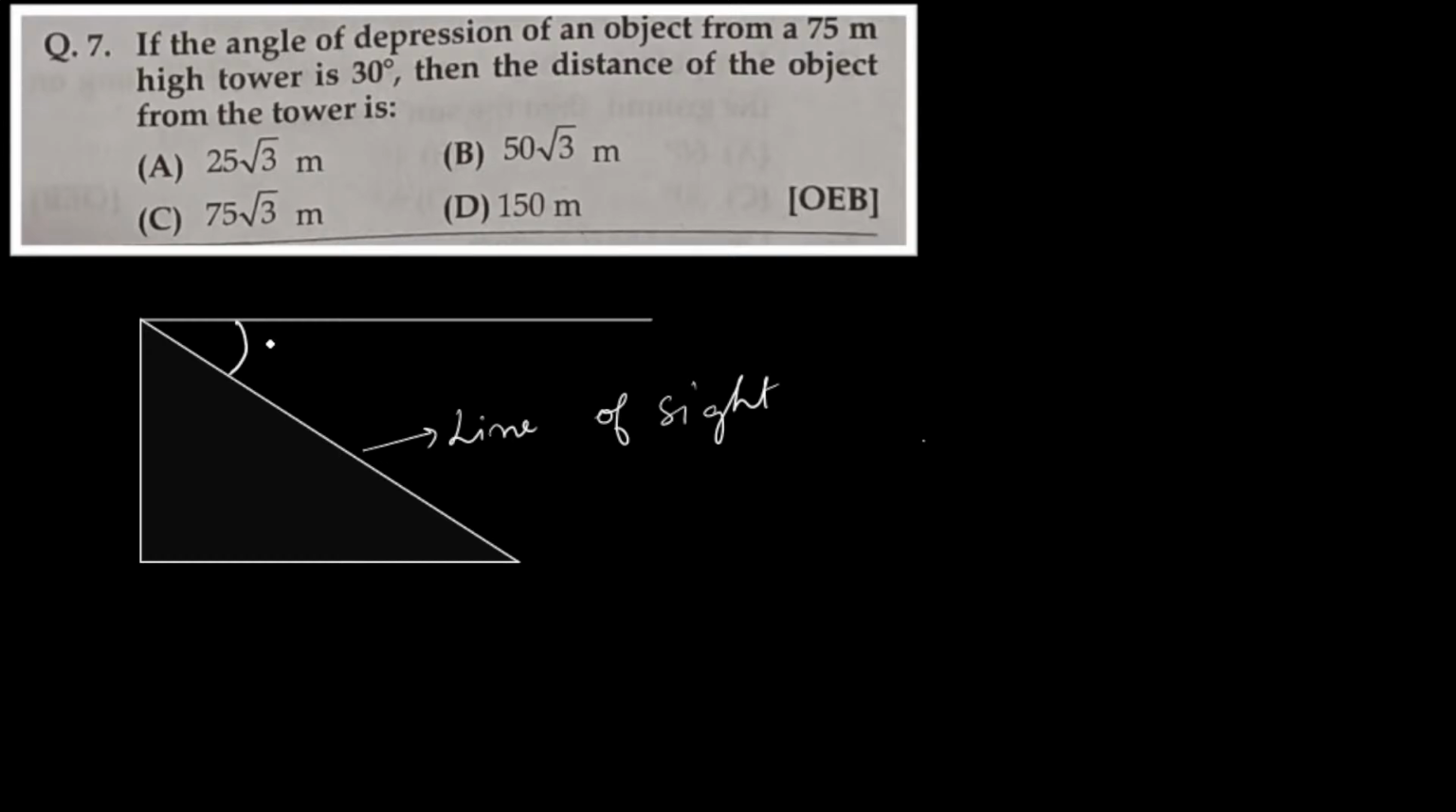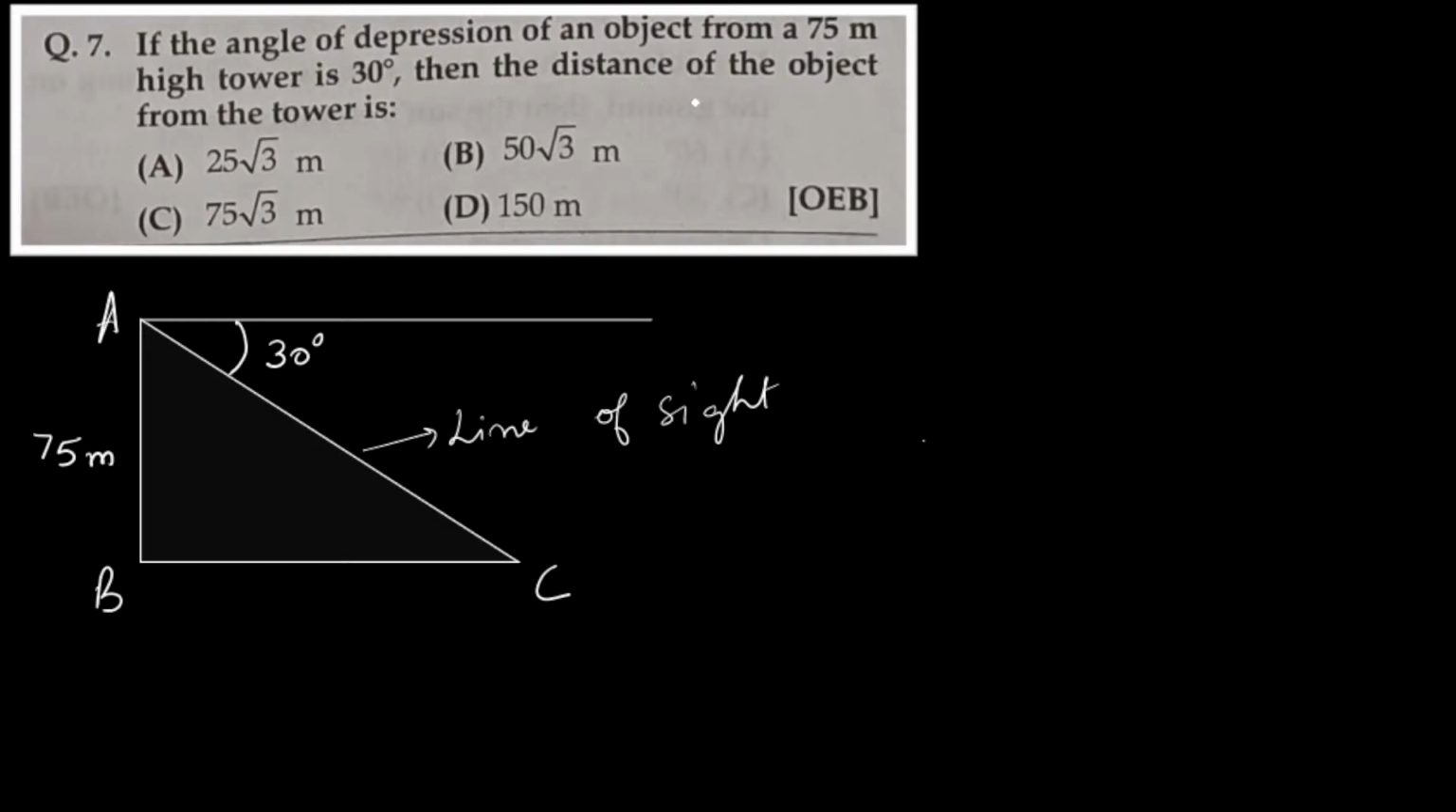So it's given to us as 30-degree angle of depression of an object from a 75-meter high tower. So the tower is 75 meters high, so the height of the tower is given to us. I'll just name the triangle as ABC. Height of the tower is 75 meter.